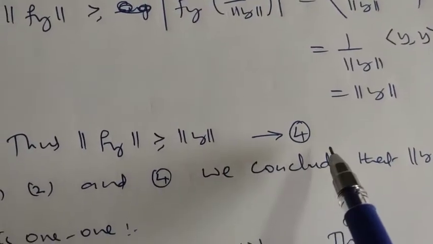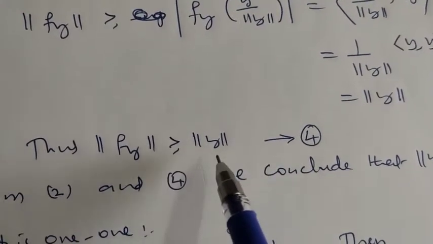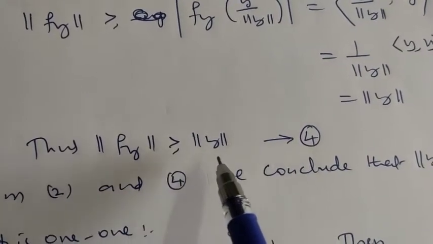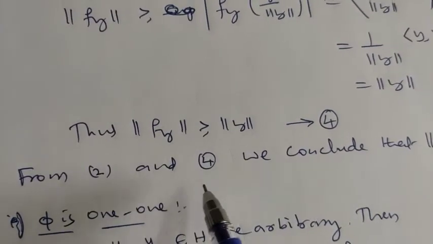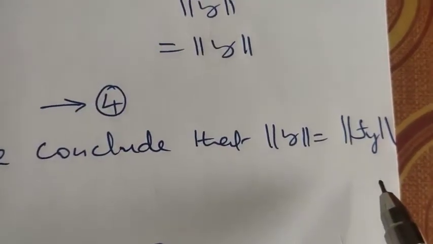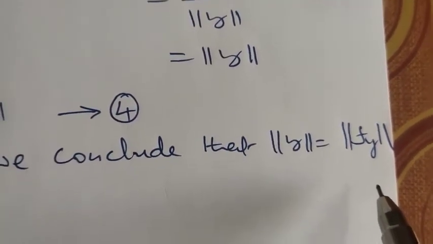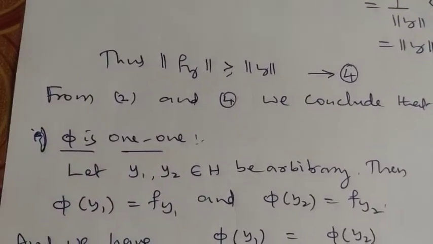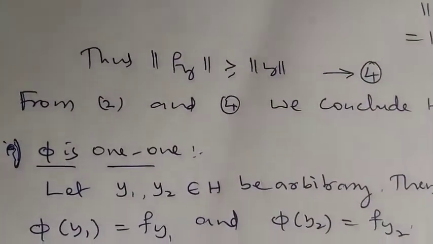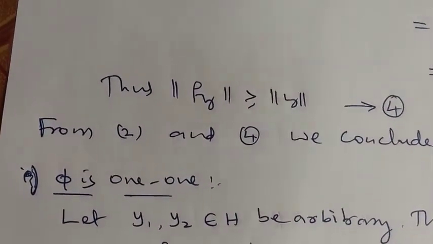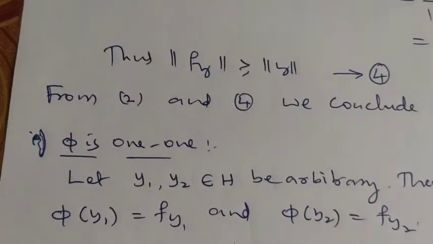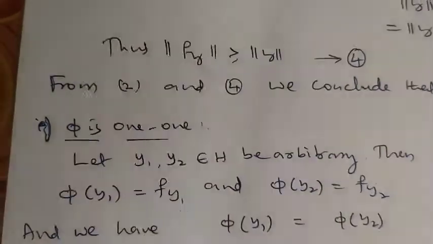You call this 4. Now 2 says norm of y is greater than or equal to norm of Fy, and 4 says norm of Fy is greater than or equal to norm of y. Therefore, from 2 and 4 we conclude that norm of y is the same as norm of Fy. So you take up this result as it is. Now we are going to prove the required result. These are all the constructions, the preliminaries to prove the required result. So now we have defined the function what?